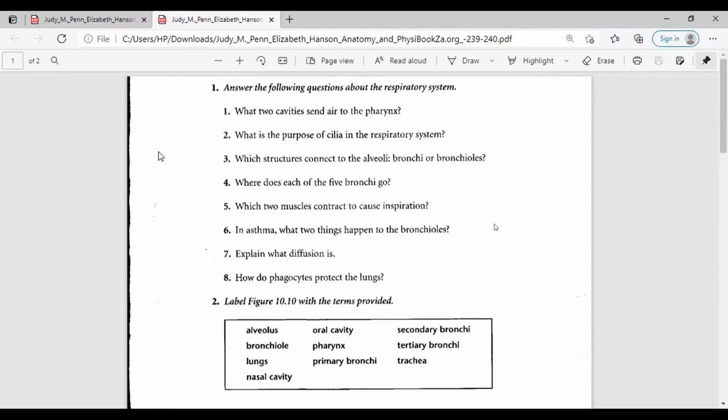Cao La Phương Đông. Hello. Okay, question number 2 is for you. What is the purpose of cilia in the respiratory system? Cilia cut the small molecules that get through, the nasal hair. Yes.